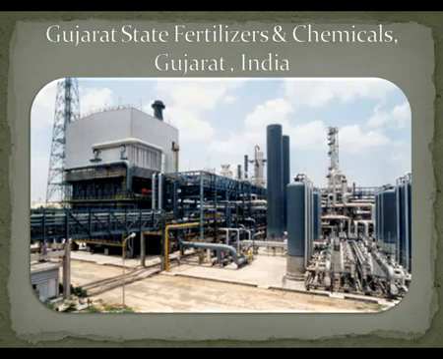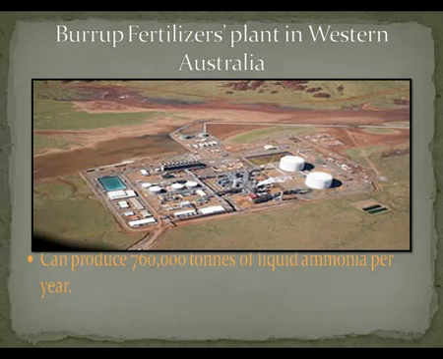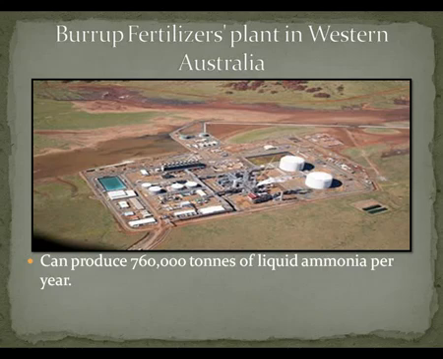As you can see in this slide, this is Gujarat State Fertilizers and Chemicals located in Gujarat, India. And in this slide, you are seeing Burrup Fertilizers plant in Western Australia, which can produce 760,000 tons of liquid ammonia per year.